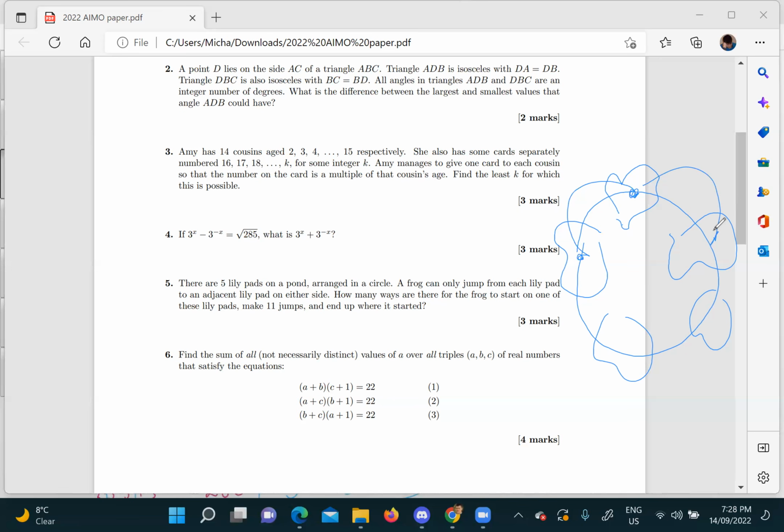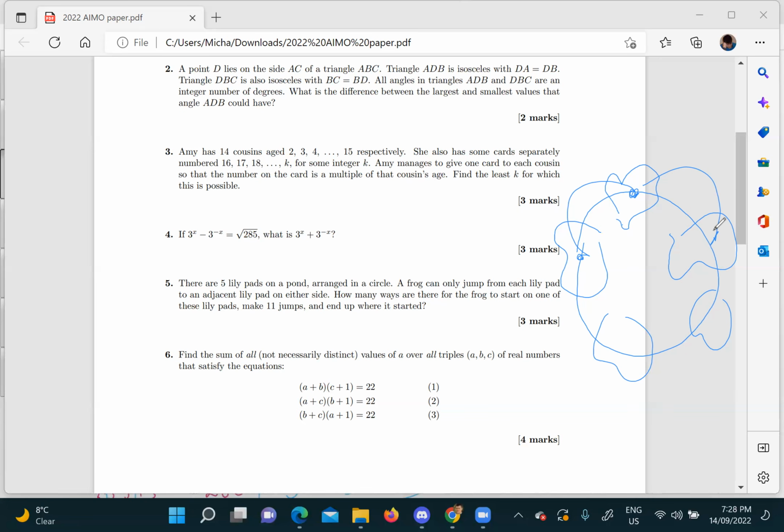So how I did this question was the frog could either do 0 circles, 1 circle, or 2 circles. It has to do 1 circle, because if it does 0 circles, it will be an even number, and if it does 2 circles, it must be an even number.